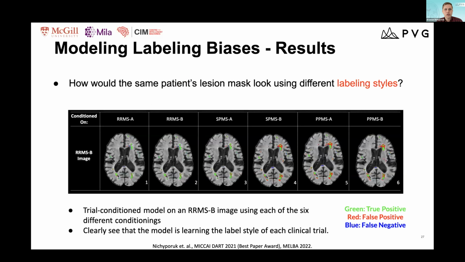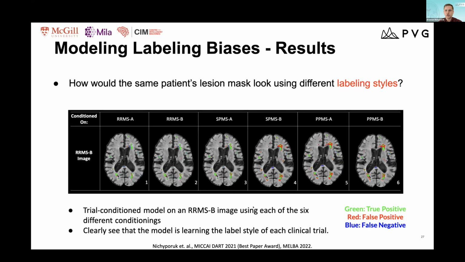So here's some more results. Here's some visualizations. We're looking at how a patient would look using a few different labeling styles. In this case, we have an image from the RRMSB trial, and we fed it through the network with each of the 6 different conditionings. And this is the output, as you can see here. Green is true positive, red is false positive, and blue is false negative.